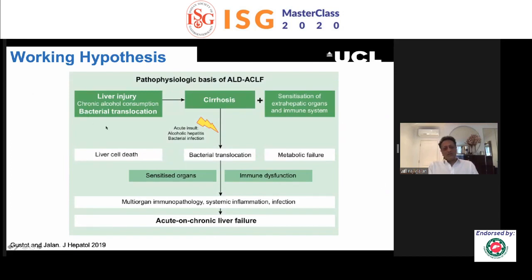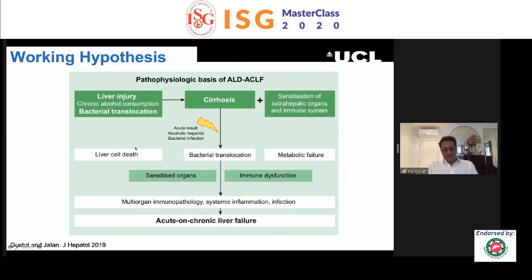So simplistically put, we think it's up here: liver injury, chronic alcohol consumption, bacterial translocation leading to cirrhosis. What cirrhosis does is to sensitize extrahepatic organs and the immune system. Because remember that the patient has developed multi-organ failure. So how can it happen all of a sudden? That is, a patient gets a second hit, an insult, in our case alcoholic hepatitis or bacterial infection, and then all the organs fail. So we think there's sensitization and priming of these organs, and we'll talk about potential mechanisms.